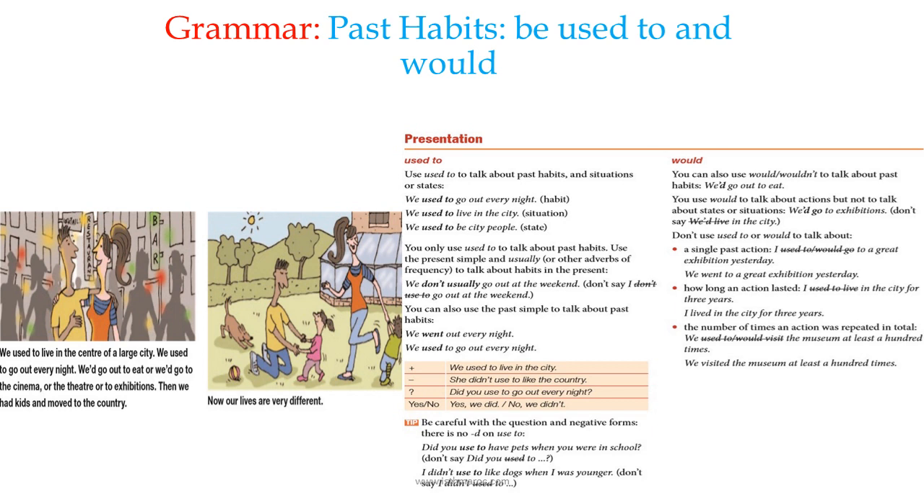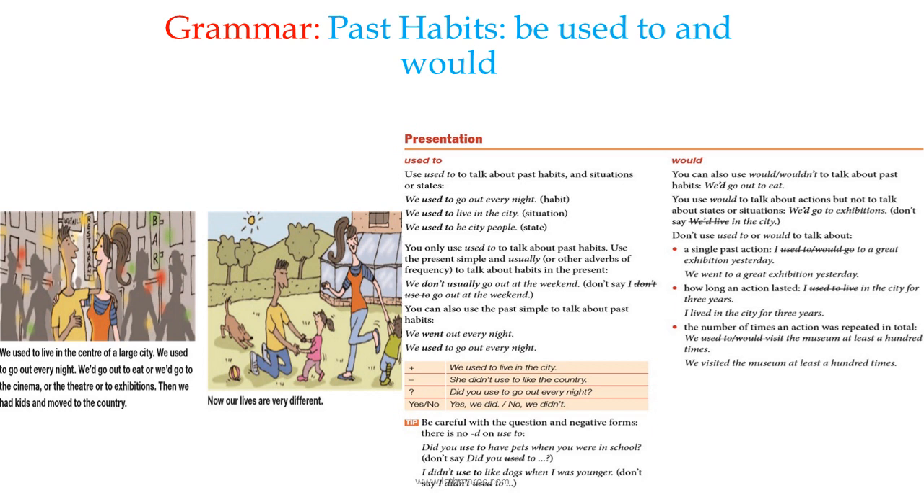Picture two, now our lives are very different. Of course, there isn't a difference in the content between the first and the second picture. Why? Because they are related. You can see the couple in the past. They used to be alone, but now they have kids. In the past, the couple didn't used to have a dog. Now they do. So you can make a comparison between the past and the present. So as you can understand clearly the difference between the past habits. It's okay.